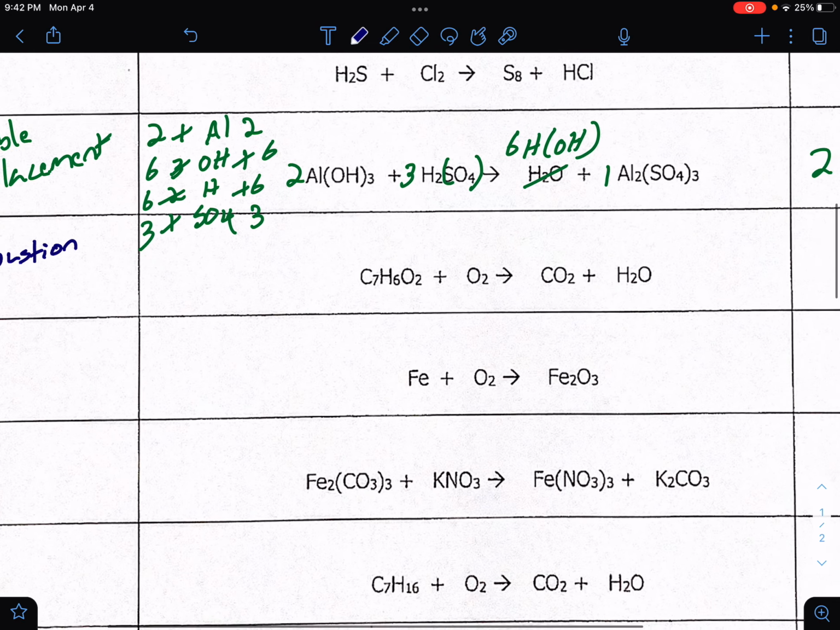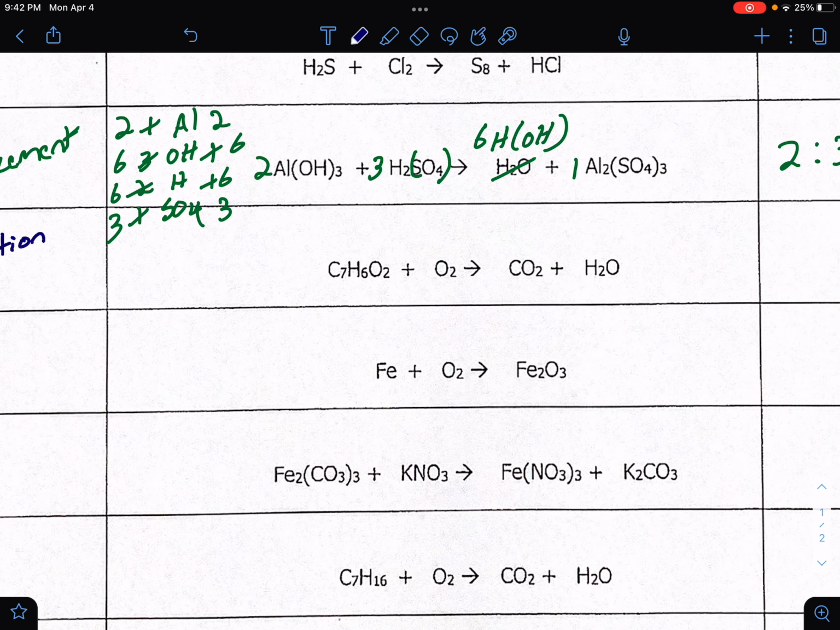Okay, so let's look at balancing it. So I've got carbon, hydrogen, and oxygen. I do that the same way every single time. So I've got 7 carbons on the left, I've got 6 hydrogens on the left, and I've got 4 oxygens on the left. On the right side, I have 1 carbon, I've got 2 hydrogens, and 3 oxygens.